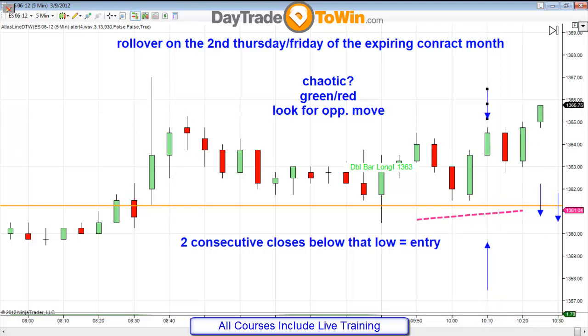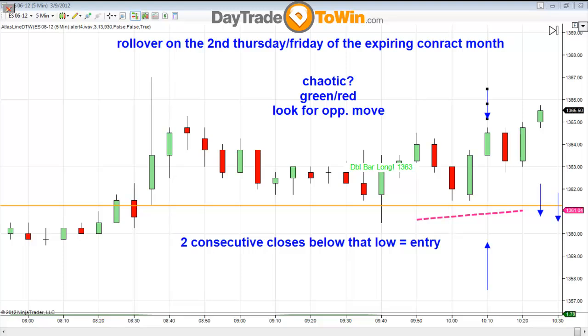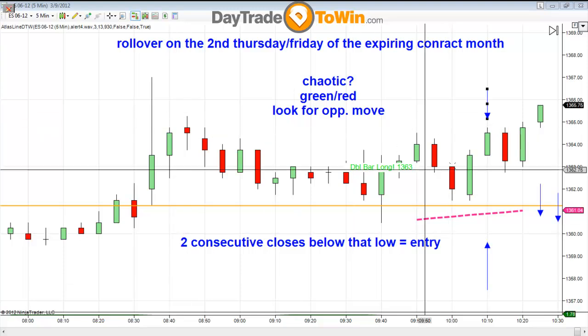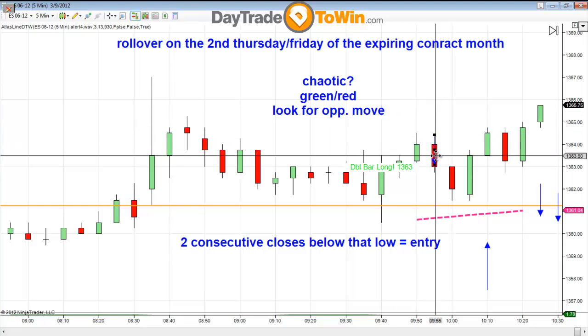Joseph? Adam? I know you guys have it. There you go. Very good. Excellent. Pullback or a strength trade. Exactly right. Exactly right. So, Chandra, I know Chandra knows this too. Right? 2 consecutive closes, the initial entry right over here to go long.